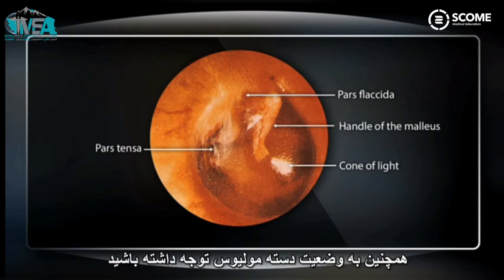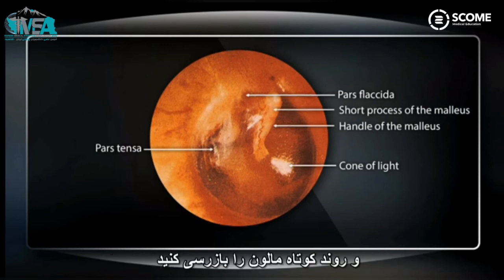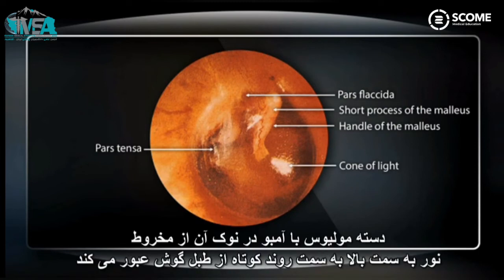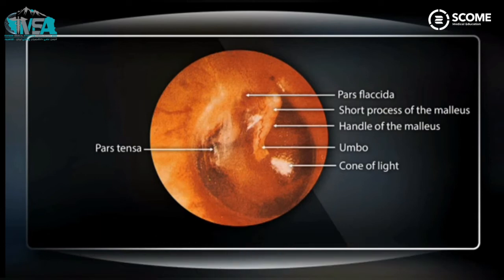Also, note the position of the handle of the malleus and inspect the short process of the malleus. The handle of the malleus, with the umbo at its tip, crosses the eardrum obliquely from the cone of light upward toward the short process. Be sure to examine the other ear in the same manner.